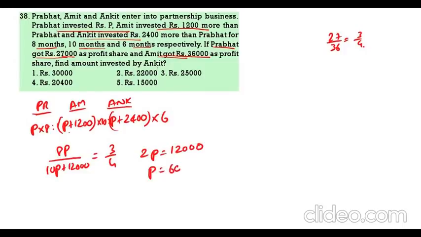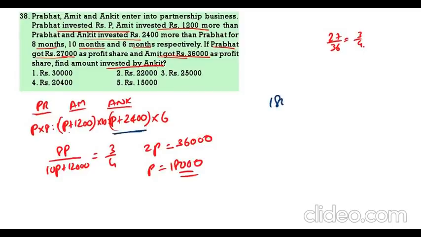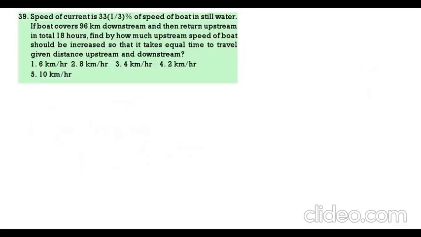Sorry, 2p is not equal to 12,000. Now 4 into 8, 32, 3 into 10, 30. 32 minus 30, 2p. Now 3 into 12, 36,000. So P value is 18,000. Find the amount invested by Ankit. Ankit's investment is P plus 2,400. So 18,000 plus 2,400 is 20,400. So 20,400 is the correct answer.